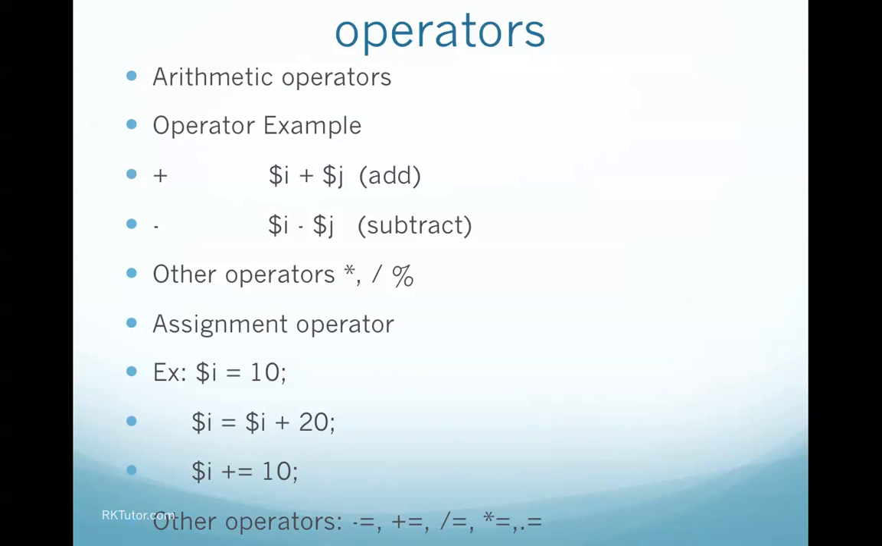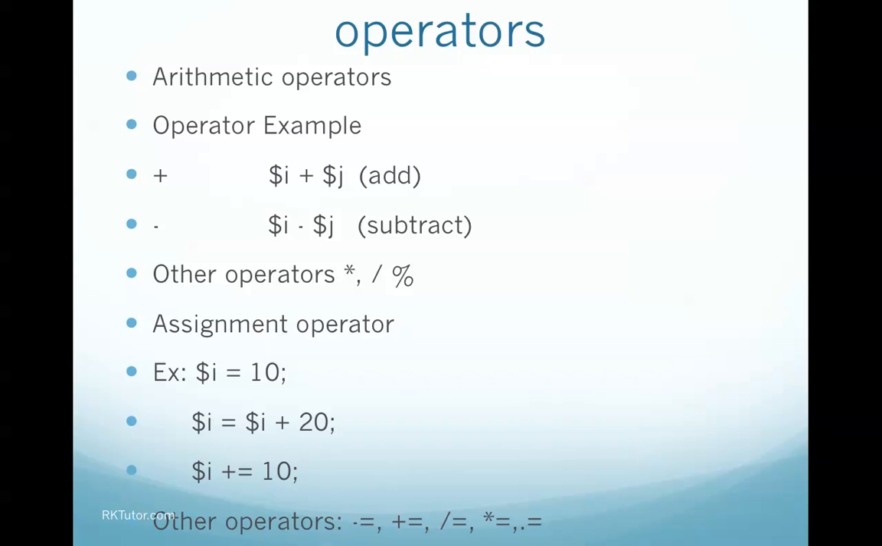Operators. What are the operators? Operators are almost the same. If you know C, whatever operators are there, everything is here, and a few extra operators are available here. Arithmetic operators: you have all the basic arithmetic operators like add, subtract, plus, minus, star that is multiplication, divided by, percentage. And you can have assignment operators, like you can assign $i the value 10, or you can assign $i with $i plus 20.